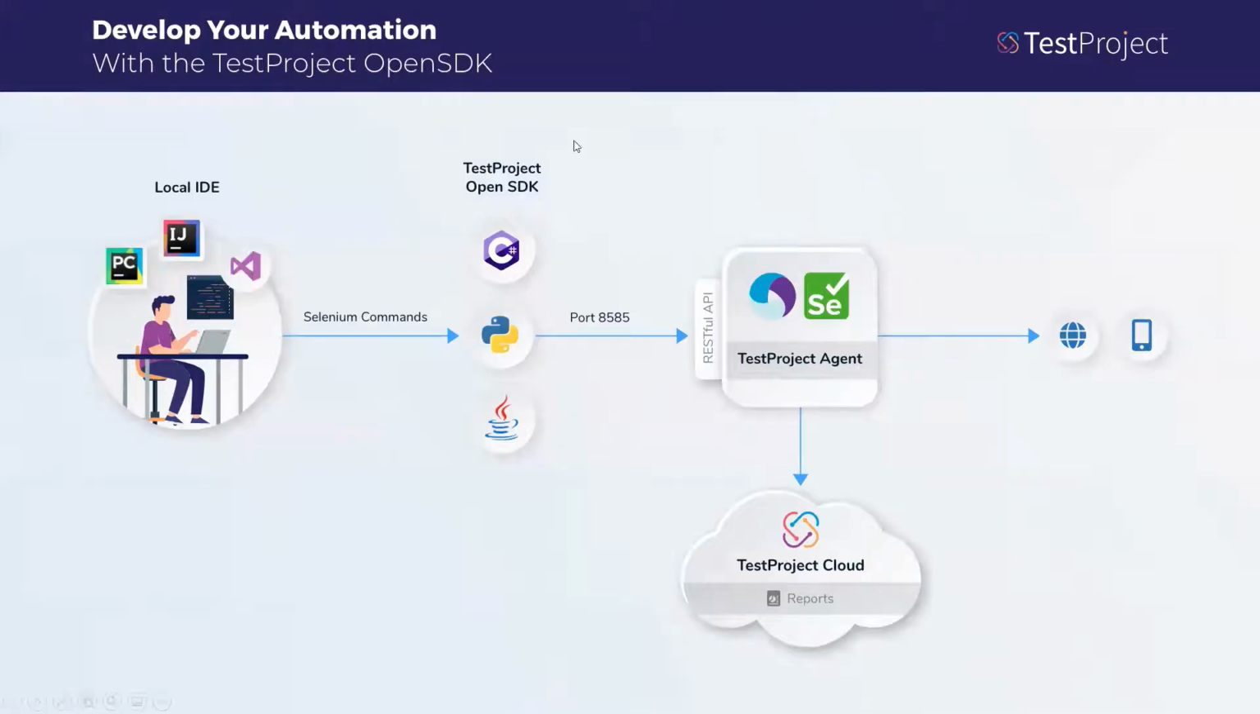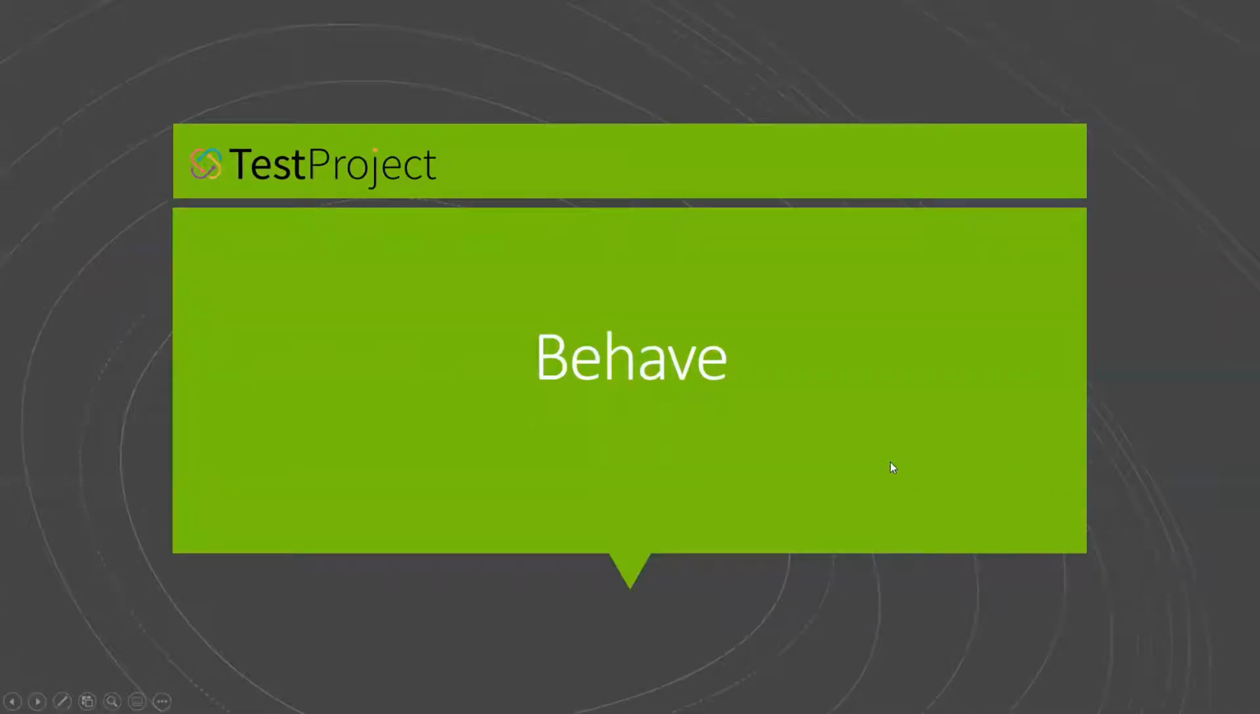In this graph, you can basically see an example of the workflow. You'll be working locally with your IDE by utilizing the TestProject OpenSDKs, which will communicate with the agent to get the correct driver for your browser and set up the Appium server for your mobile device, and will report the tests to the TestProject Cloud, where you'll be able to view your test reports. First, we'll start with a practical example of behave using the TestProject Python OpenSDK, and then we'll move on to a practical example with Cucumber and the TestProject Java OpenSDK.